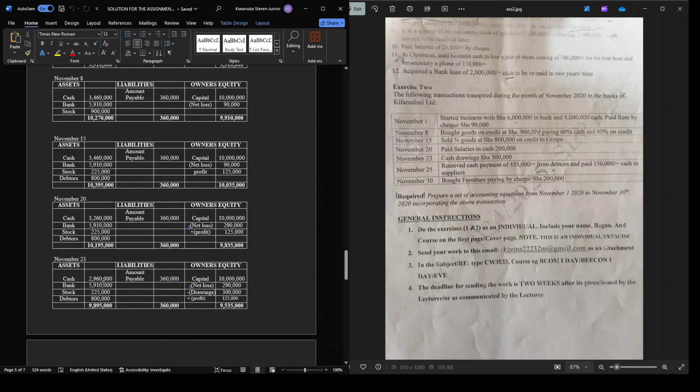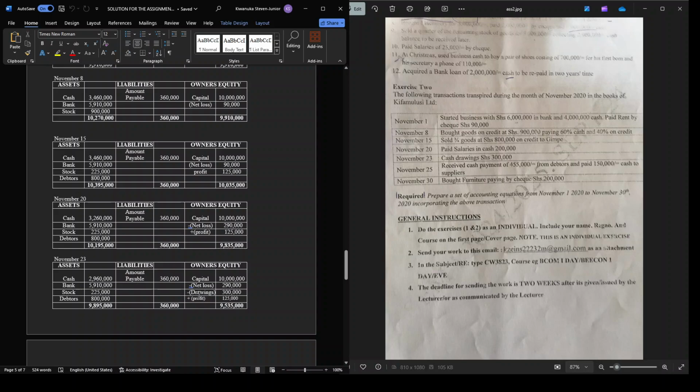What are drawings? These drawings, the amount you spend, but it does not bring returns to the business. You buy your own phone from the business money, you buy your own car, your own shoe. Those are what we call drawings. They affect the cash directly. That's why we have this cash reducing by 300,000.